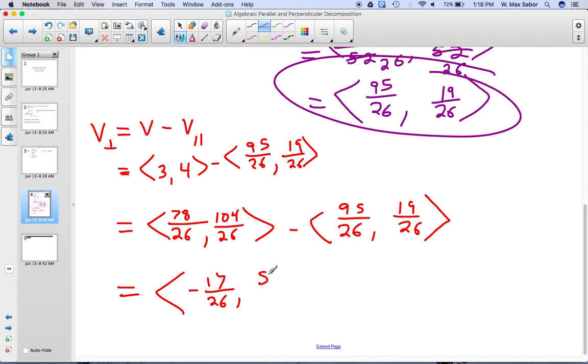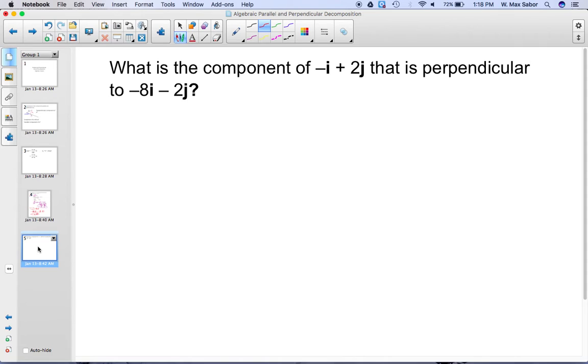And now we have negative 17 over 26, and that's going to be our perpendicular component. Now, what's the component that's perpendicular to this? Well, unfortunately, because it's asking about perpendicular, not parallel, we have to do the parallel first and then find the perpendicular part. So, let's call this V. Let's call this U. We're going to dot V dot U over U dot U times U.